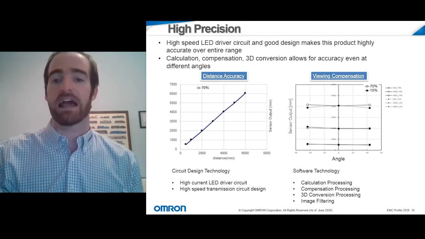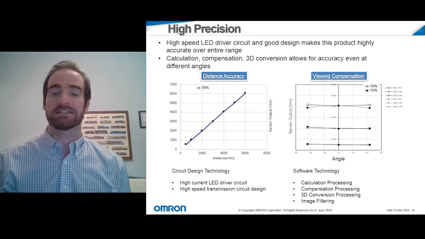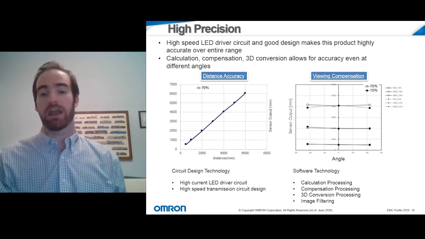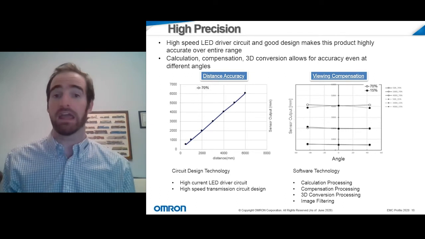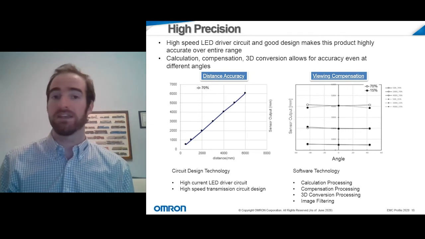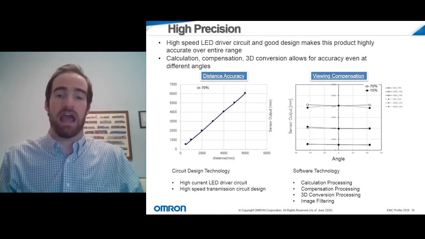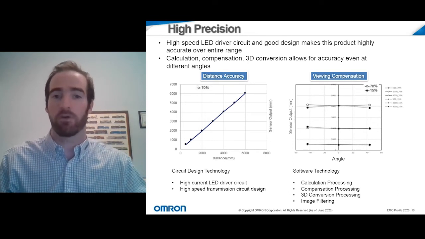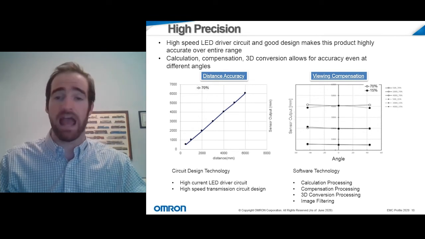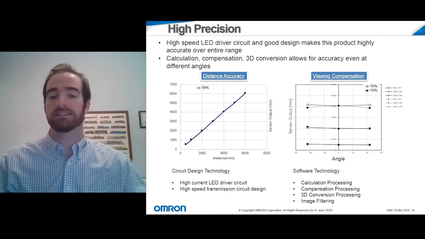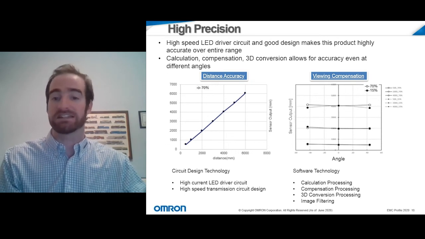So on the left-hand side, we show our distance accuracy, being able to measure the distance of an object across the entire range. We can see that the sensor, even up to 6 meters away, roughly about 20 feet, definitely the space of an average room that a patient may be in for hospital monitoring or physical therapy rooms, is giving very accurate readouts of an object in normal light conditions.